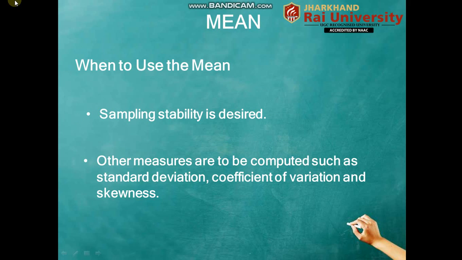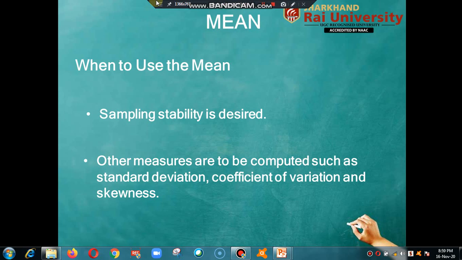So when do we use it? These are the times when it is necessary to use the mean. The first one is when sampling stability is desired, and the second one is when other measures have to be computed, such as standard deviation, coefficient of variation, and skewness. So we will study all of this in the upcoming lectures.